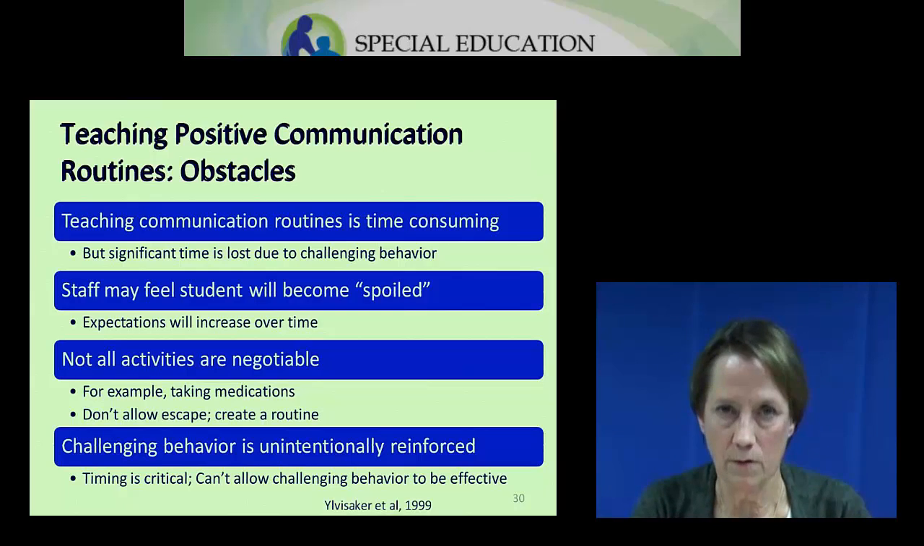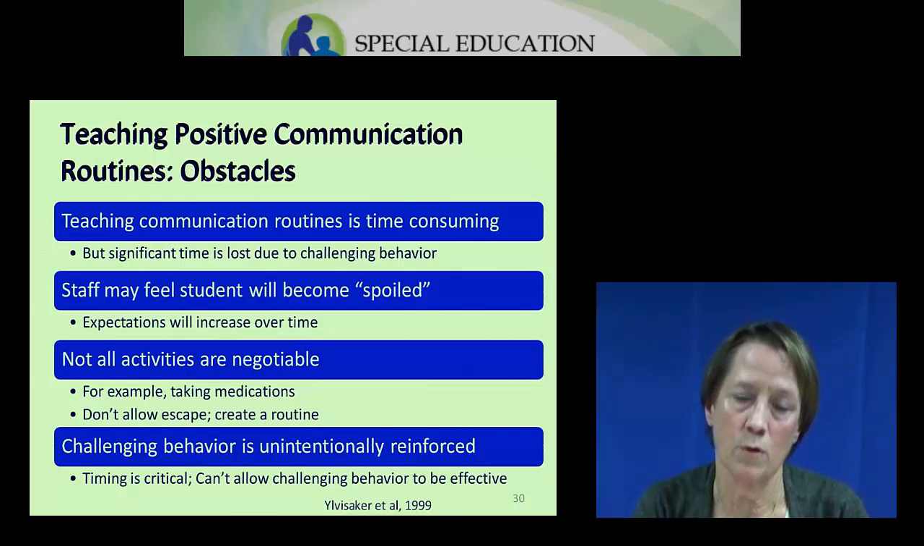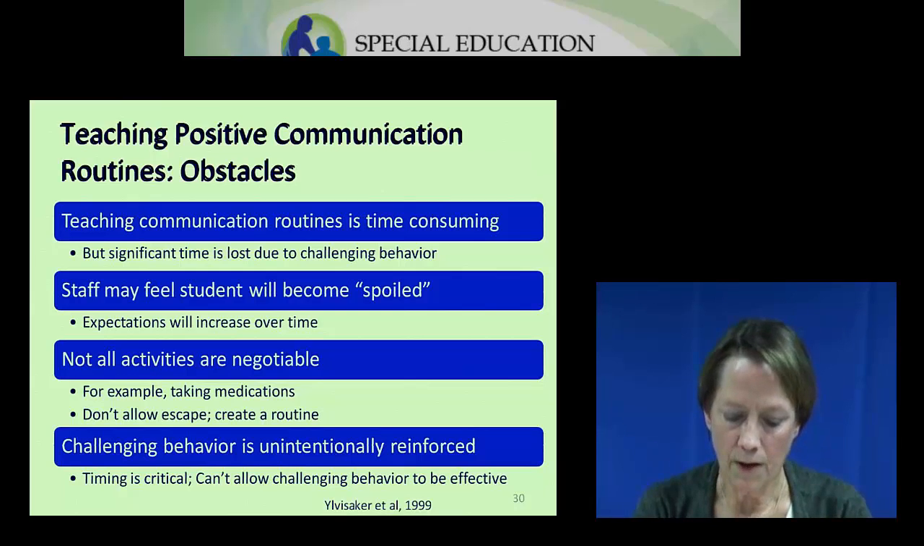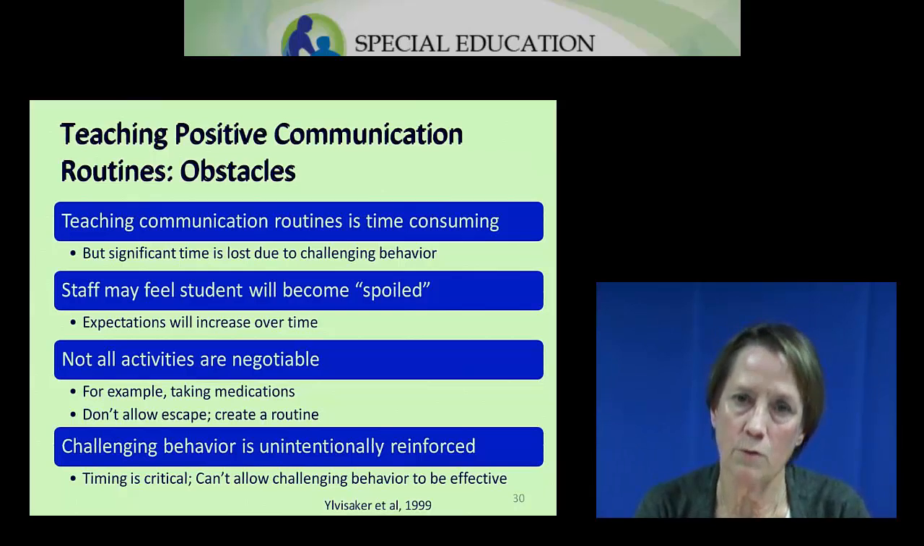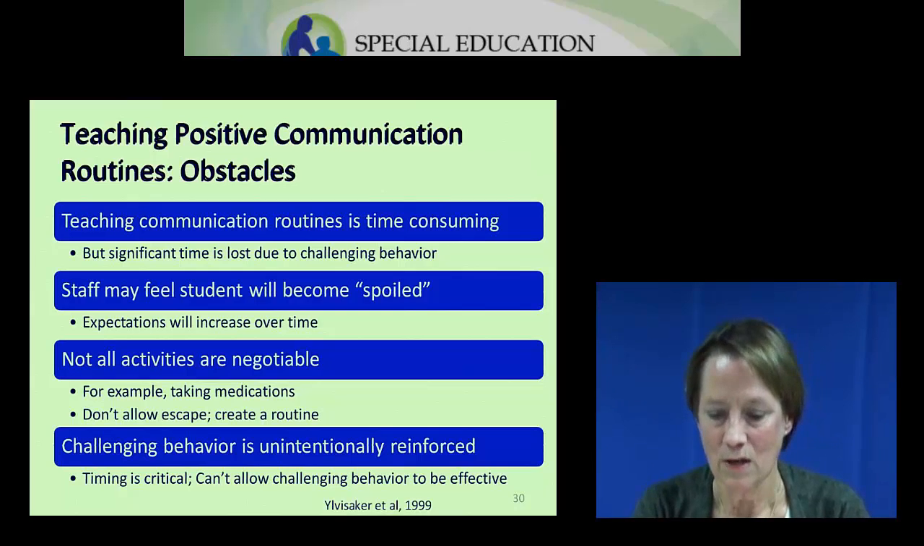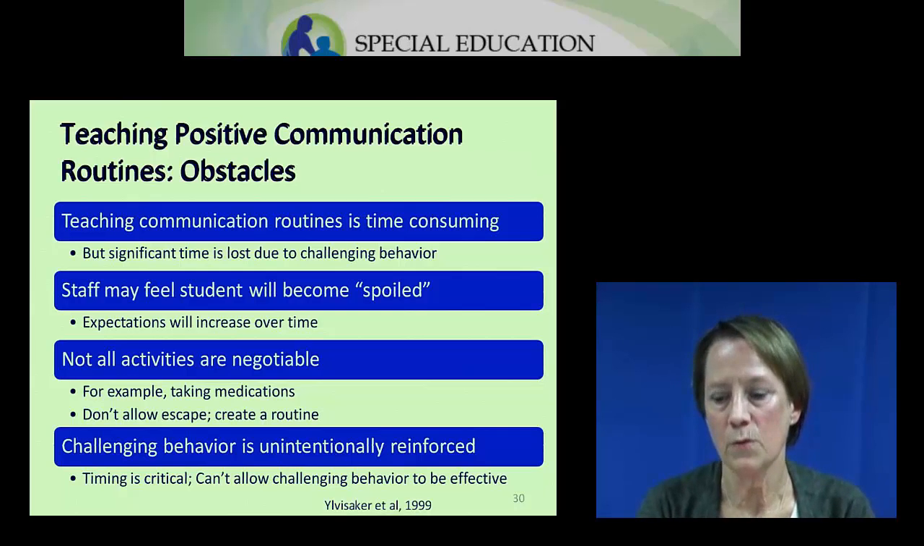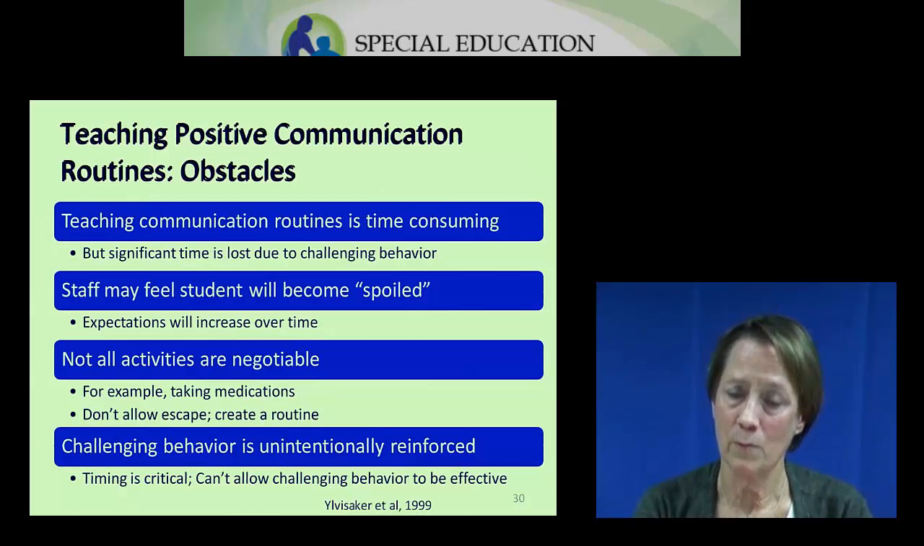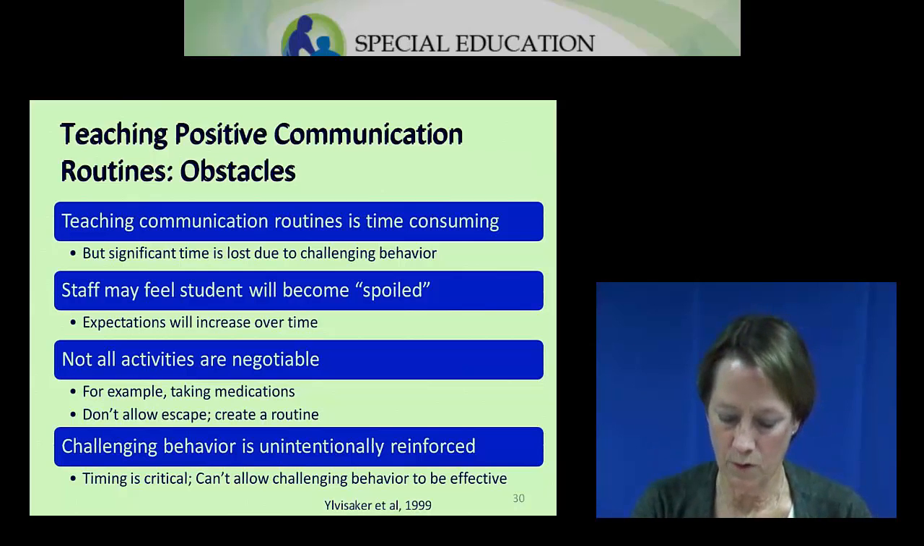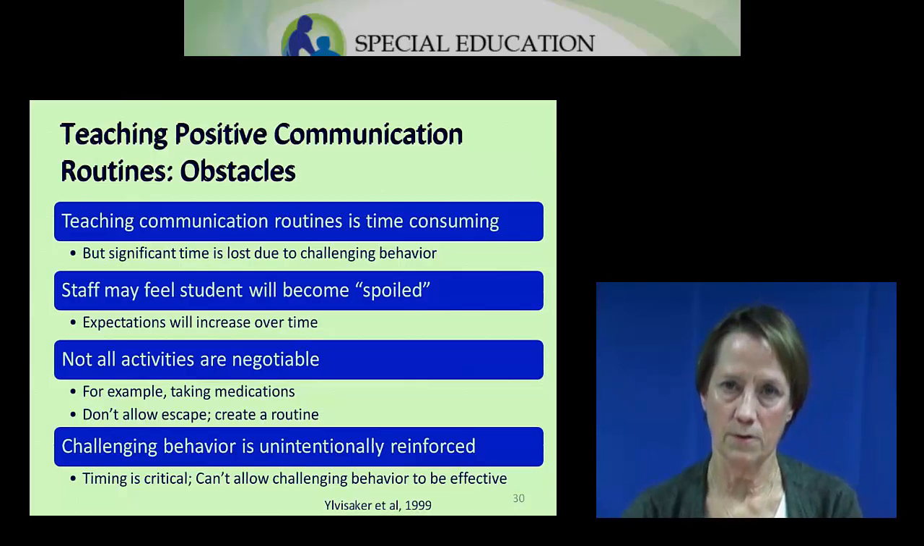A third obstacle that we can encounter is that not all activities are negotiable. Students can't escape from everything. For example, taking medications. In those cases, what we're going to do is not allow escape, but we're going to want to create a routine that's quick and effective and just gets us through that situation that we can't let the student escape. And then finally, an obstacle can be that challenging behavior is sometimes unintentionally reinforced. If we're not consistent about making Dan use this positive communication routine, we might slip up and reinforce Dan for his challenging behavior. That's going to make it much more difficult for us. So it's important just to be aware of some of these challenges that you might encounter as you teach positive communication routines.